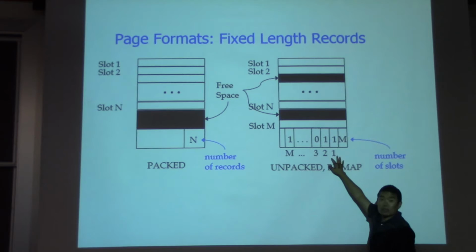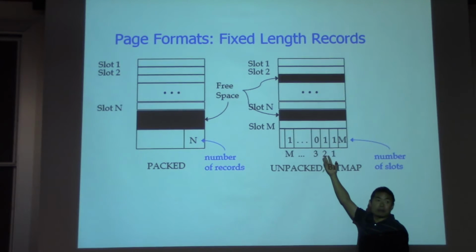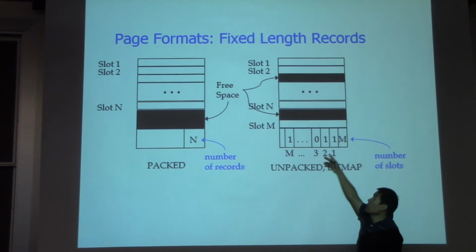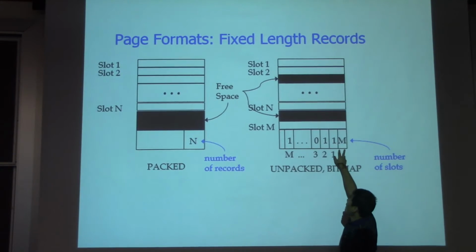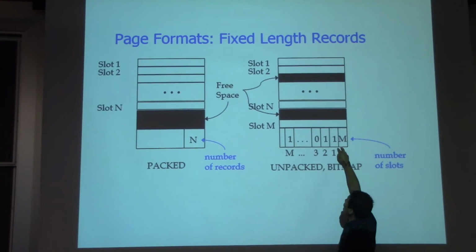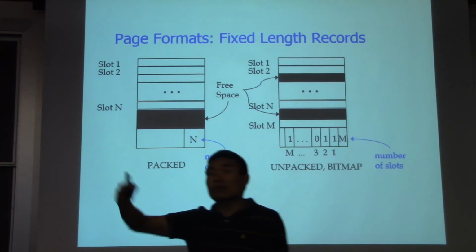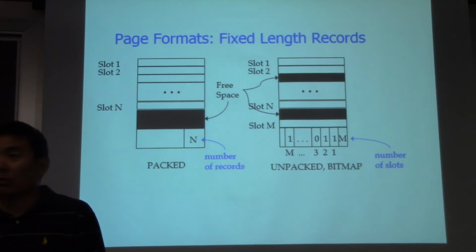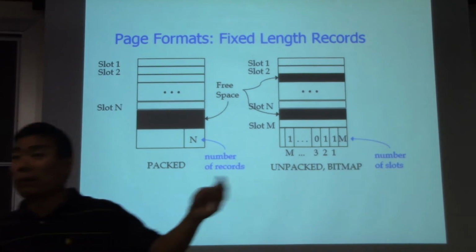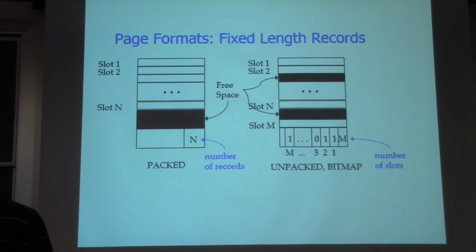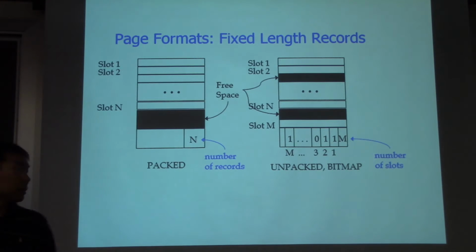The other approach is, again, kind of like a directory page. We maintain a directory, and the directory is simply a bitmap. Now this M, capital M, is the total number of slots I have, whether the slot is occupied by a record or not. So this M is the maximum number of records you can hold in a page. Then I maintain a bitmap using 0 to indicate there's no record occupying that slot, 1 to indicate that there is a record in that slot. Then I'm done. These records are unordered.